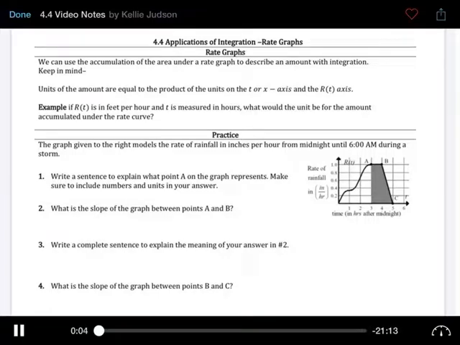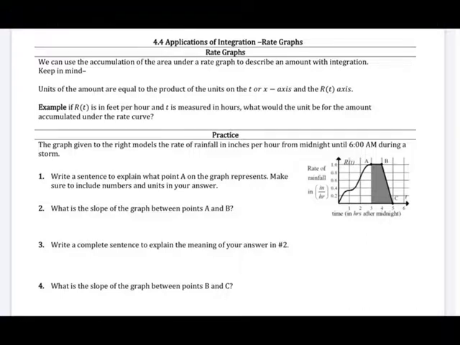4.4 is on applications of integration, and we're going to be analyzing rate graphs. Just like we did with derivatives, after we talked about what they were, we analyzed how that applies to a graph of a rate. We're going to use this added knowledge about the relationship of integration and area under a curve to now look at rate graphs through a different lens.